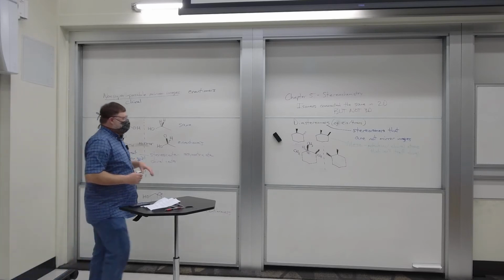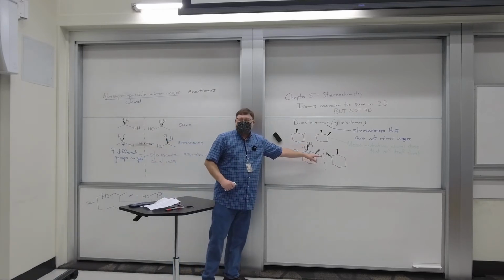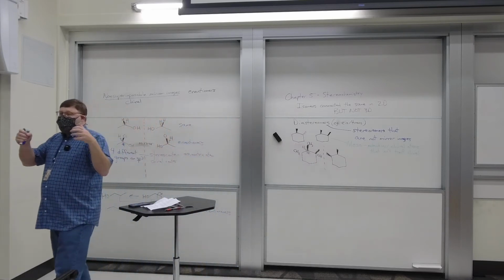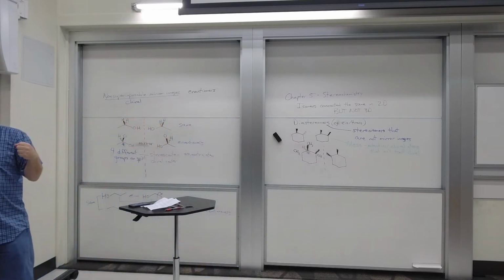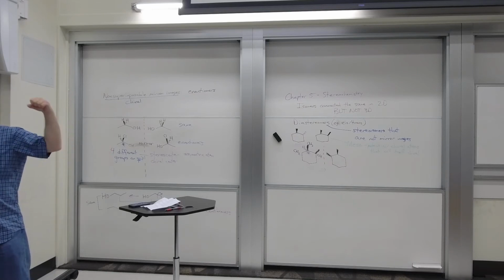So here, methyl is different than CH2, CH2 is different than CH. We'll do some here in a minute where you have to go to the end. So to determine that 2 groups on a carbon are the same, you have to go all the way to the end of the molecule or to reach the same place.